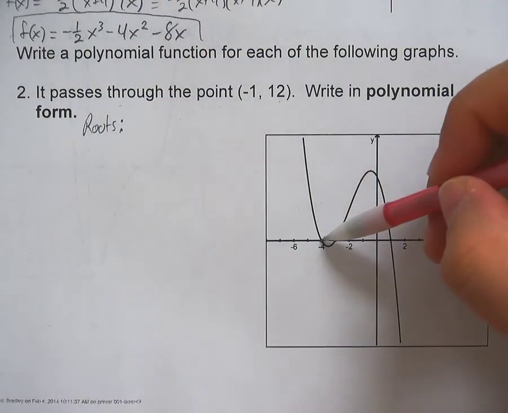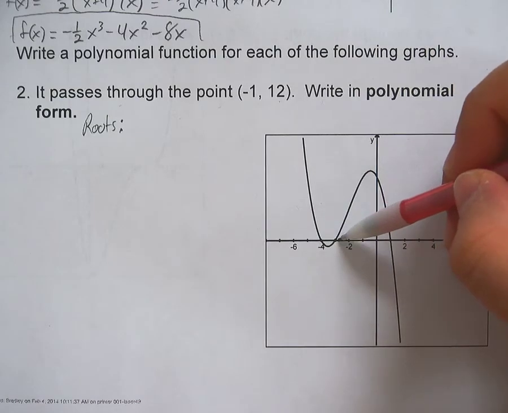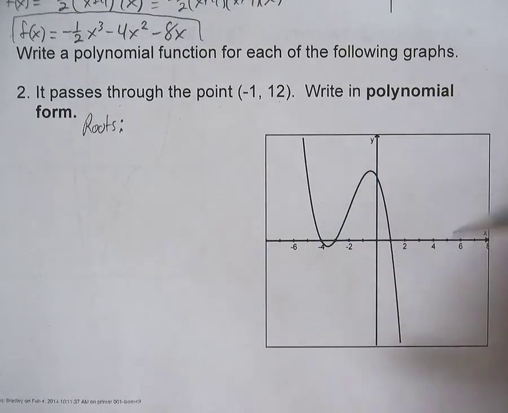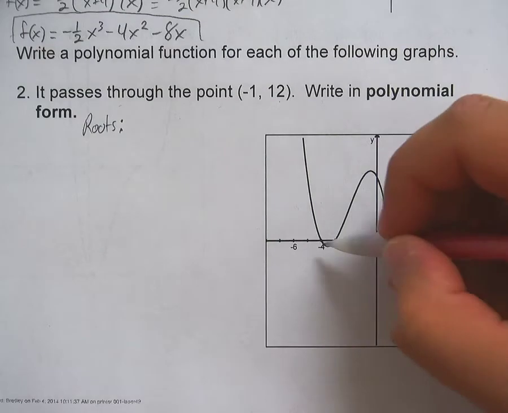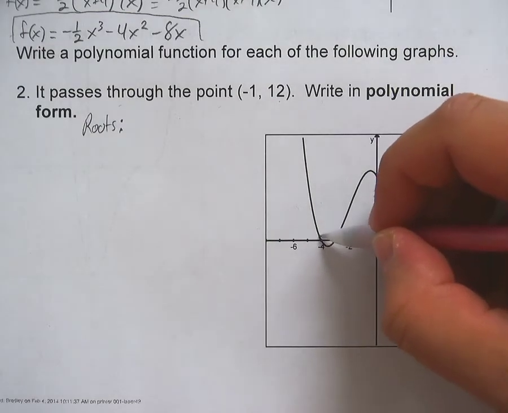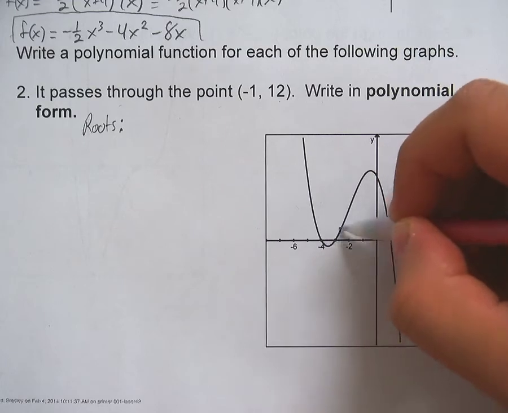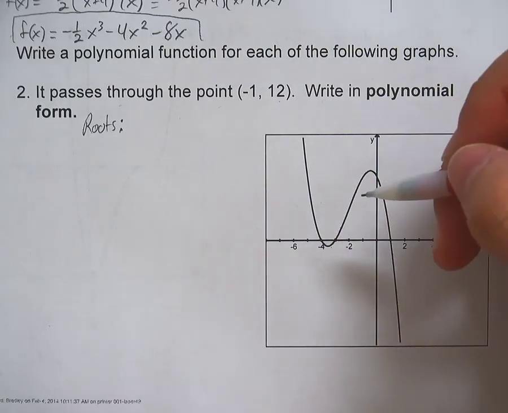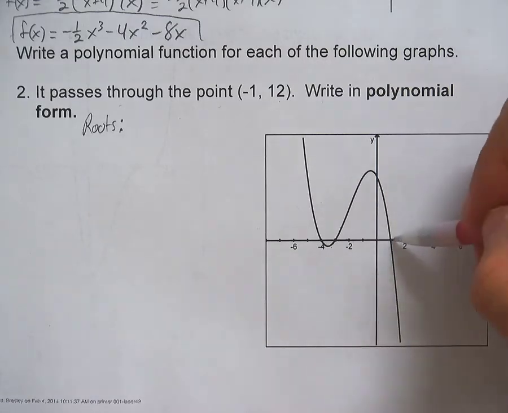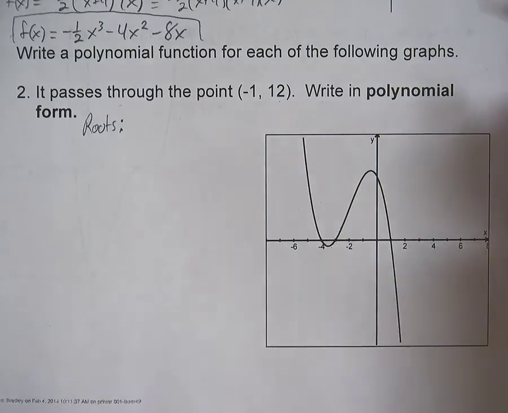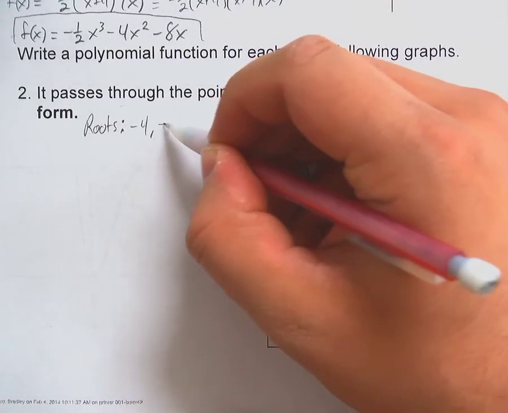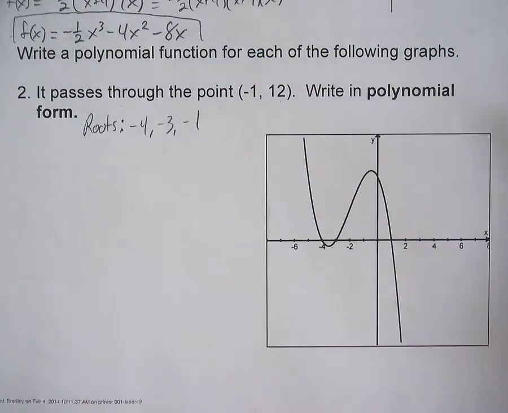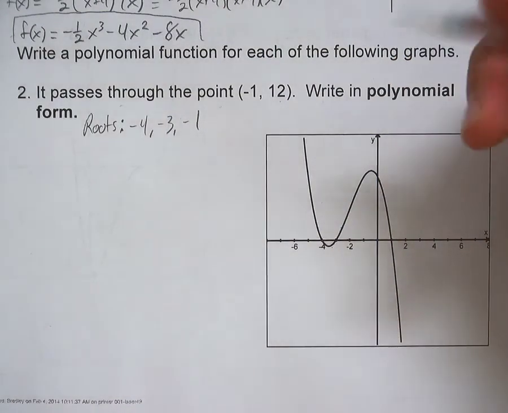Looks like I got roots at negative 4, negative 3, and 1. Now let's look at what kind of root they are. At negative 4, it passes through and it's concave up on both sides. At negative 3, it passes through and it's concave up on both sides. So those are both single roots. At positive 1, it passes through and it's concave down on both sides, so single root. So again, they're single roots because it hasn't changed concavity.